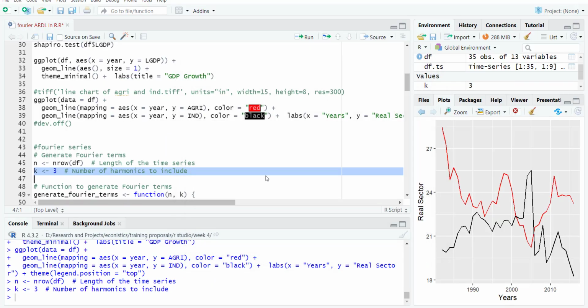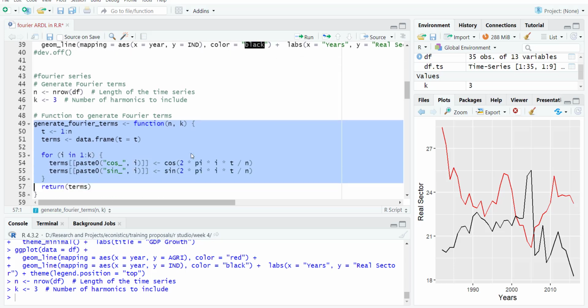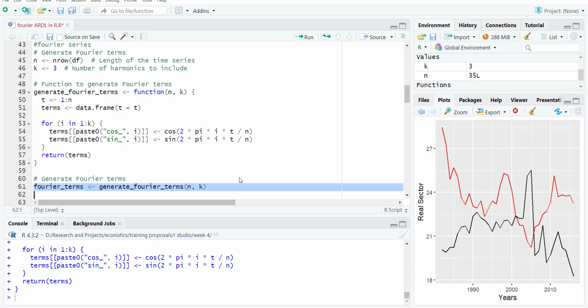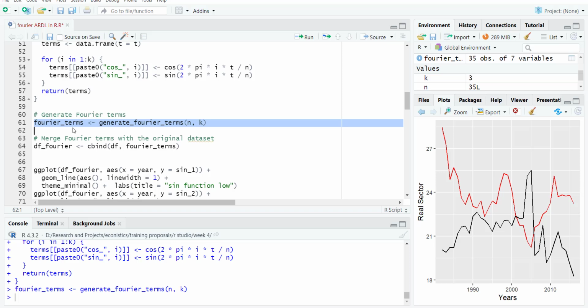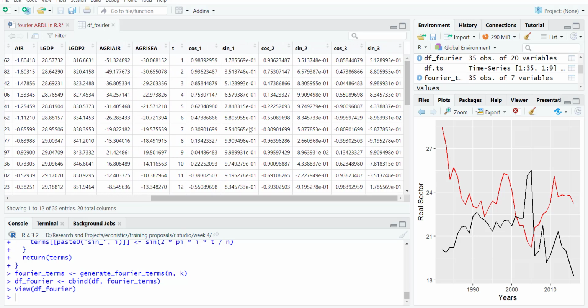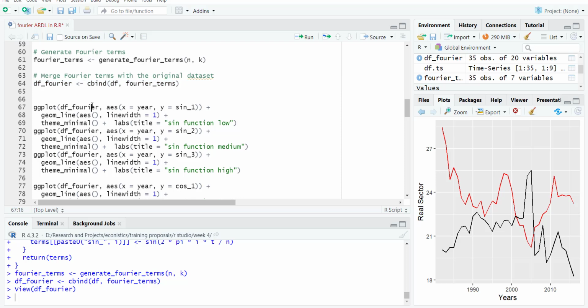Now I need to create a formula to generate Fourier terms. It will start from 1 to n, the number of observations. It will then use this formula, 2 pi i into t divided by n, and then this function is closed. And then when I say what my n and k are, my n is the number of observations and k is 3. So when I do it, it will create a data set. And when I do df Fourier, you see there will be a data set, and these cosine and sine variables are shown here. These are the Fourier functions. You can plot them just to see.